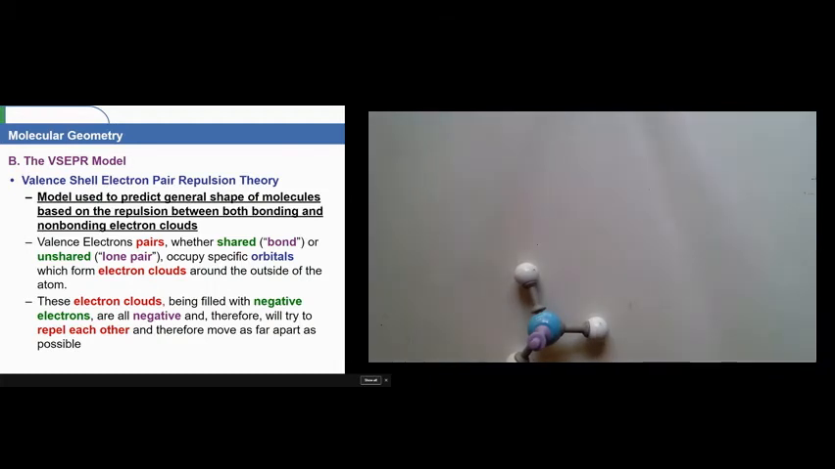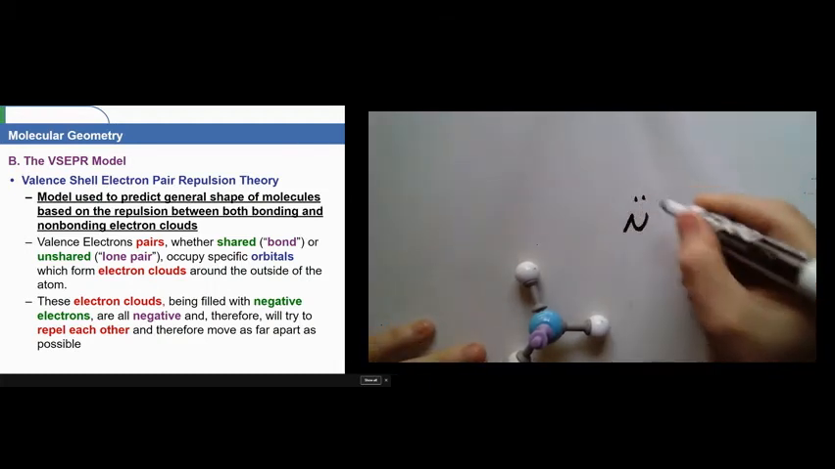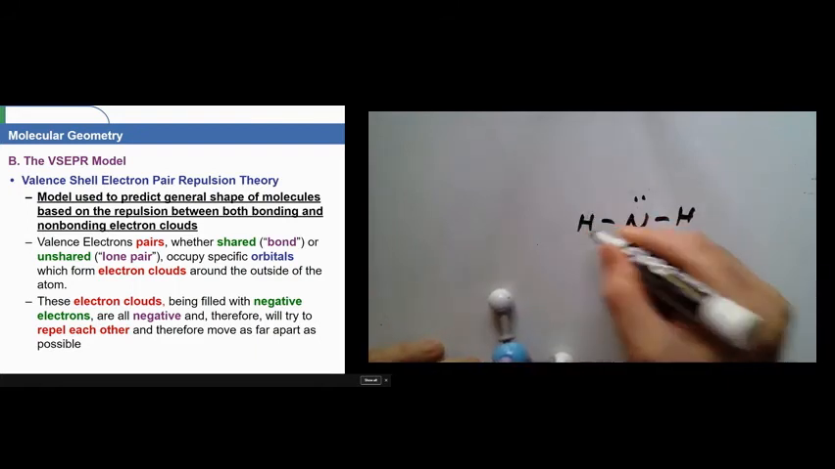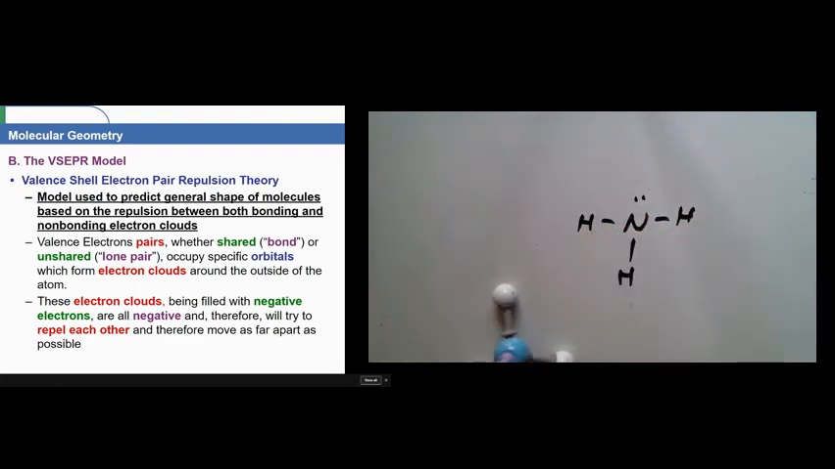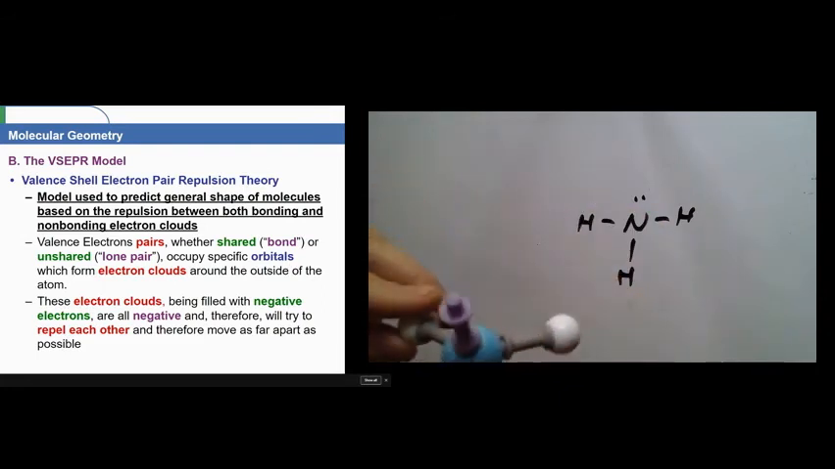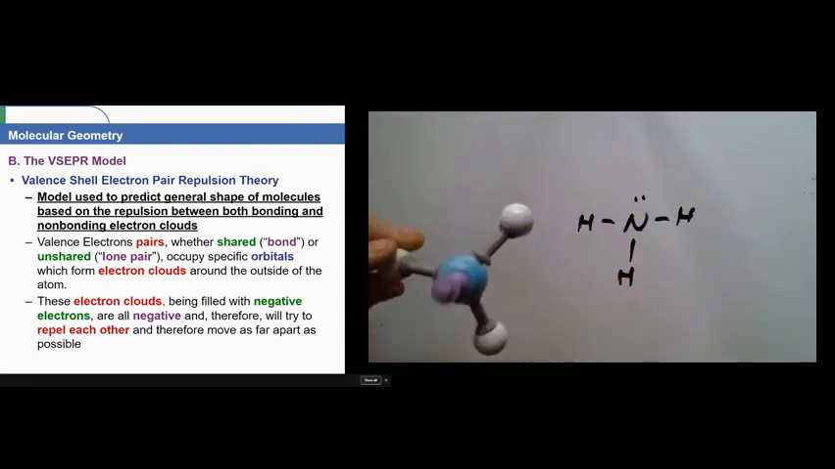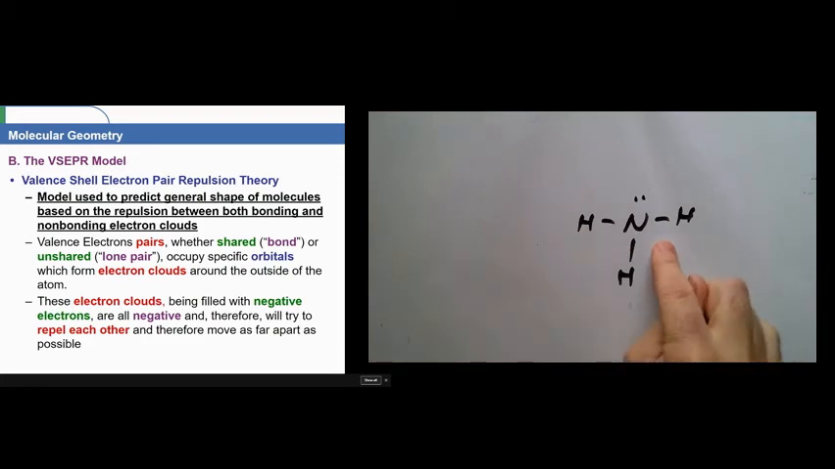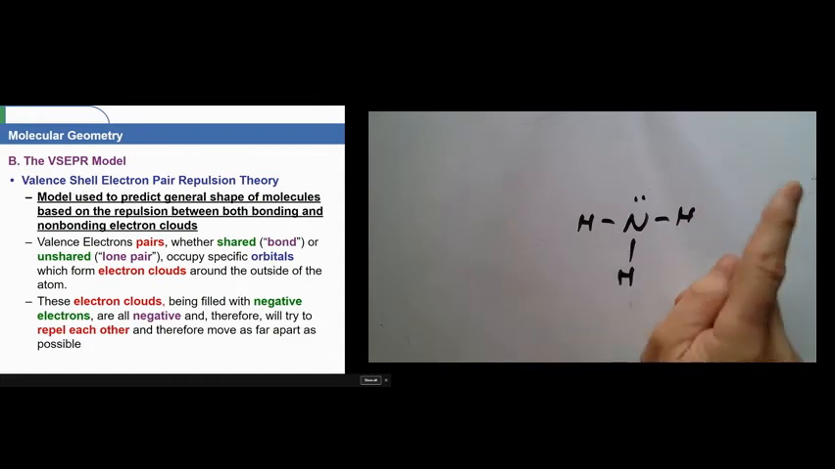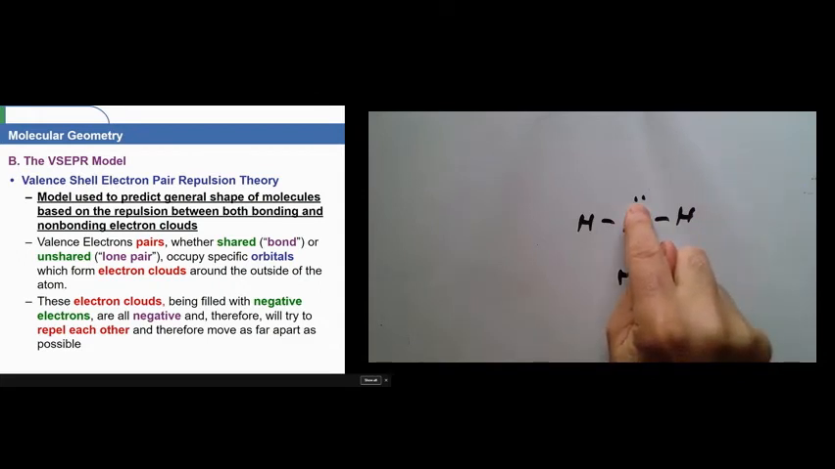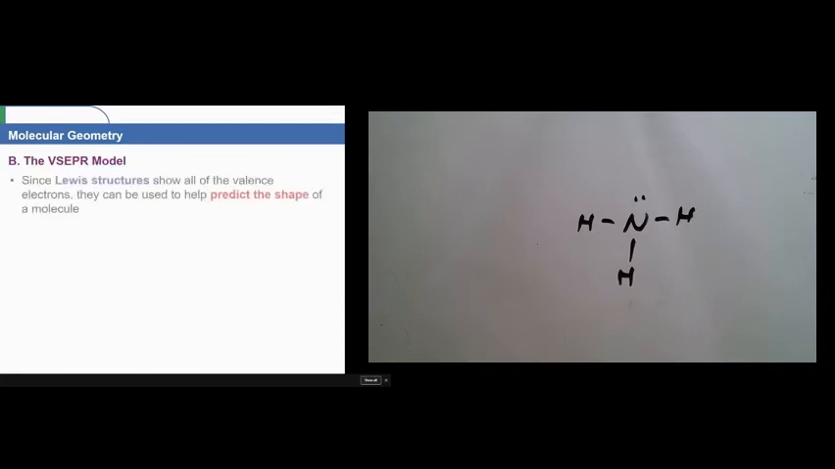So if you had ammonia, and you know ammonia, NH3, looks like that, you have the three bonds here, but you have this unshared pair of electrons that push it down into a specific shape. So that's VSEPR. VSEPR basically is a way of looking at a Lewis structure and realizing that I have both unshared pairs and shared pairs that will repel each other, thus forming the correct shape.